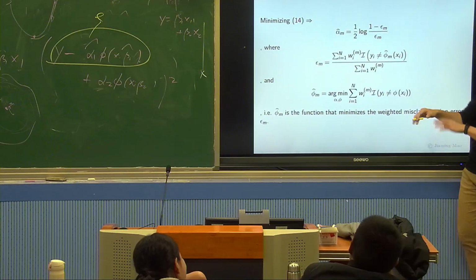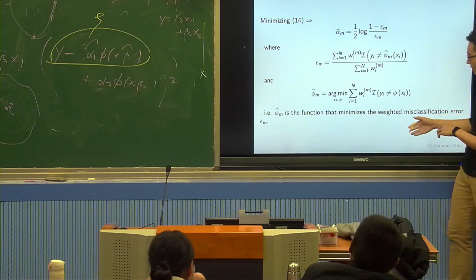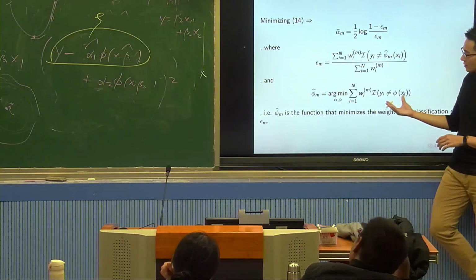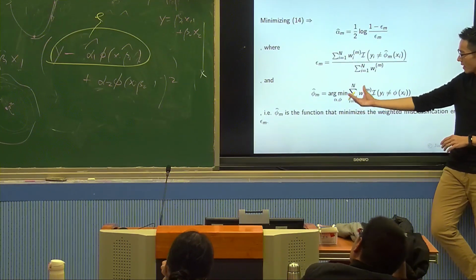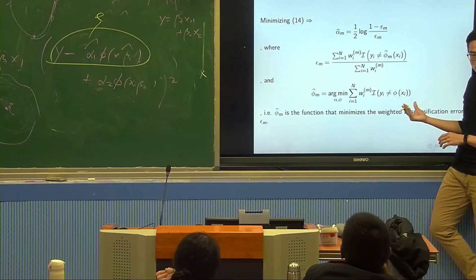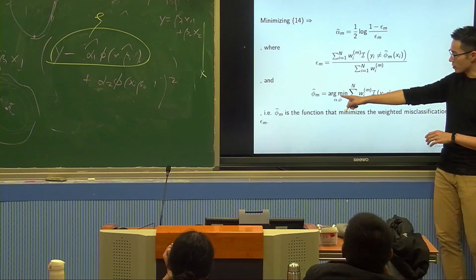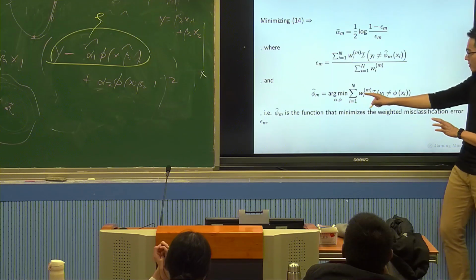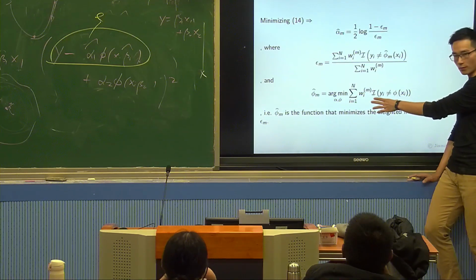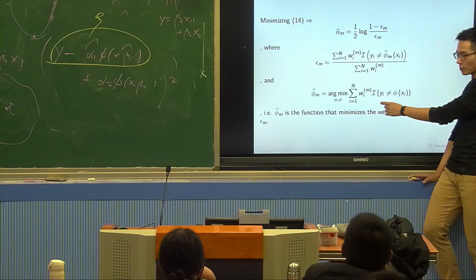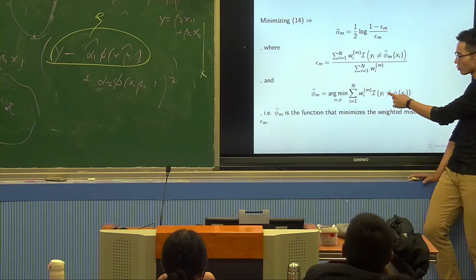So, I'm not going to go into detail. You can look at it. The optimal phi has this form, okay? Which is the solution to this problem. So the optimal phi is the solution to this problem. But what is this problem? This problem is the weight times whether my phi is the same as y.